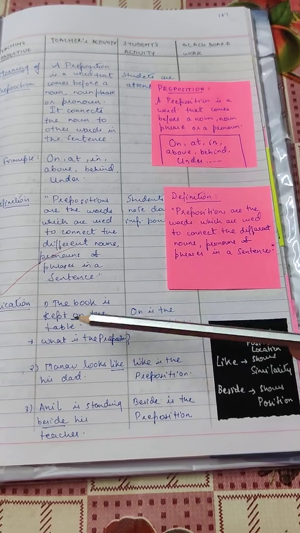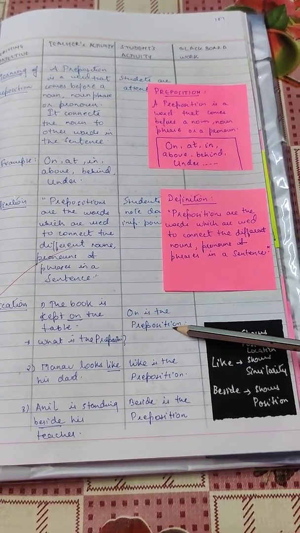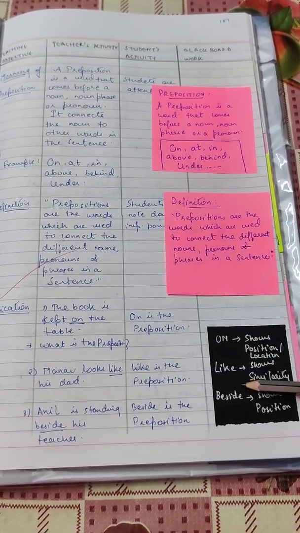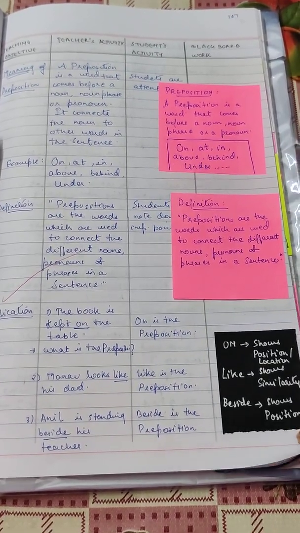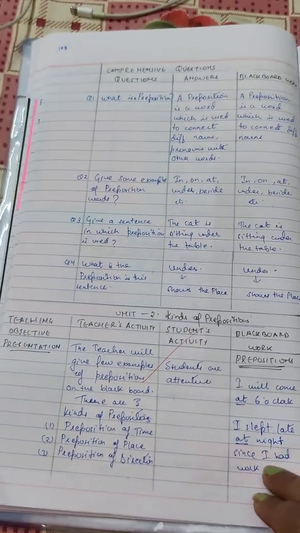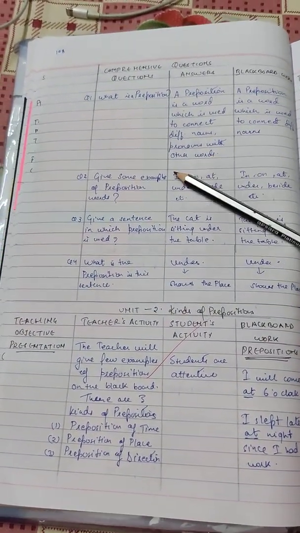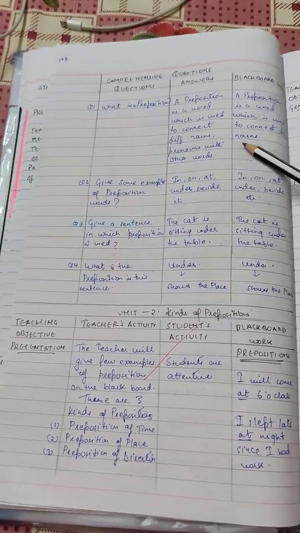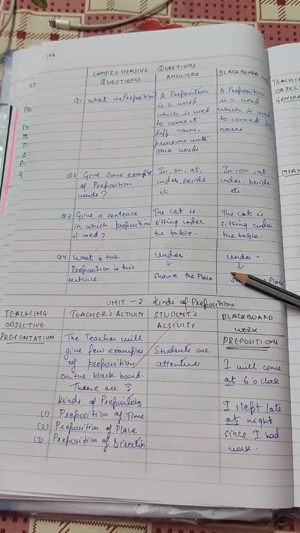Like the book is kept on the table. Now in student activity we are writing on is the preposition. So here students are going to answer. And similarly the teacher will write these things on the blackboard. So you can give different examples. Then comes the comprehensive questions. On one side we write the questions, answers in the second column, and on the blackboard maybe we will write the answers only.